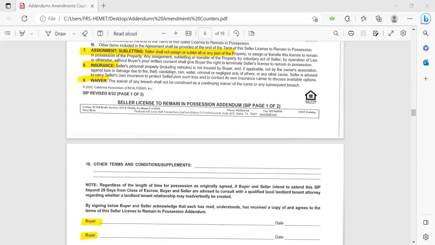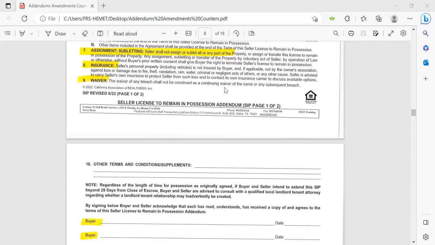Insurance. A seller's personal property is not insured. Okay, so now I bought the house. We closed escrow a few days ago. You're going to stay for another 15 days. The house is covered by my homeowner's insurance. The contents that belong to me, the buyer, would be covered by homeowner's insurance. The contents that belong to the seller, who is still living in the house, are not going to be covered.